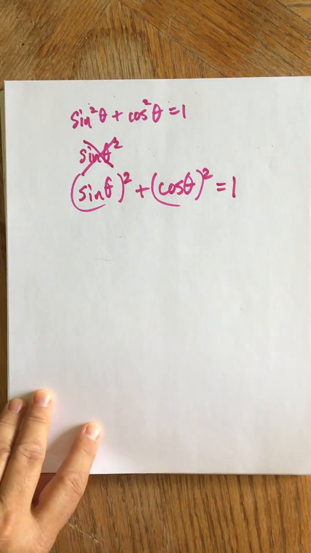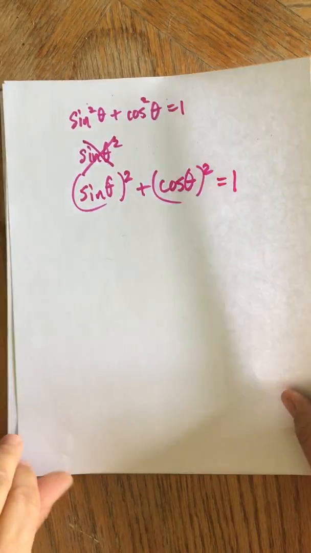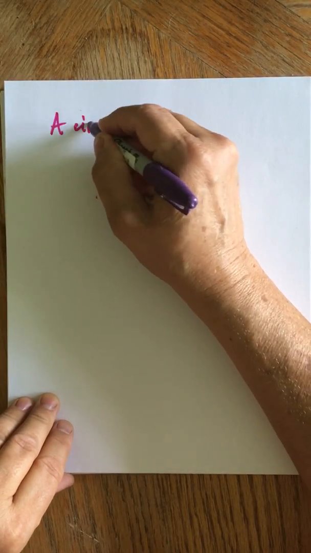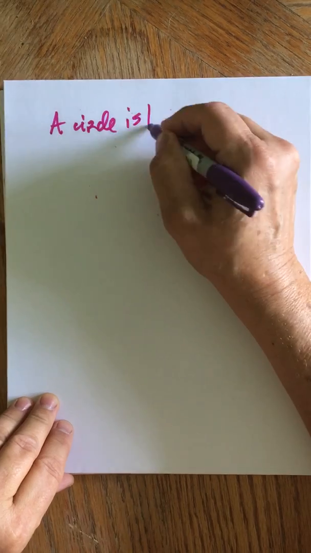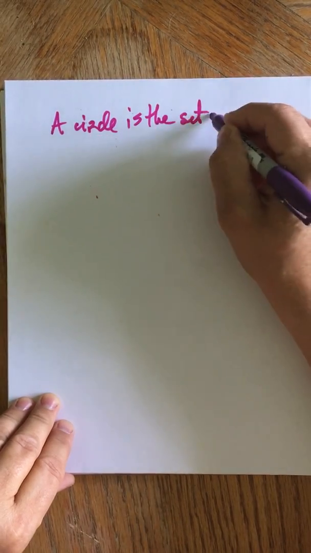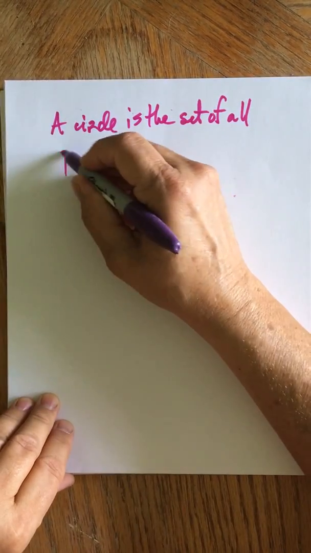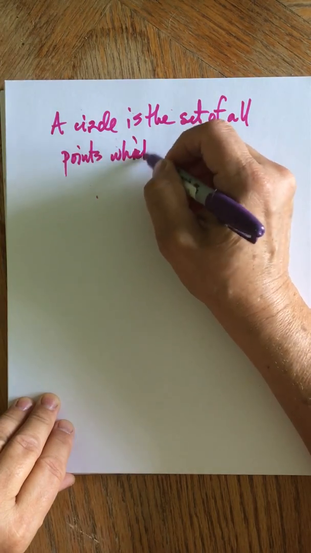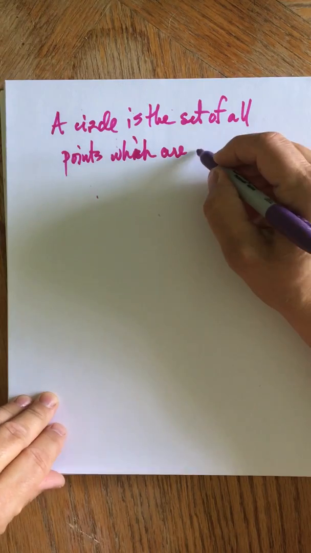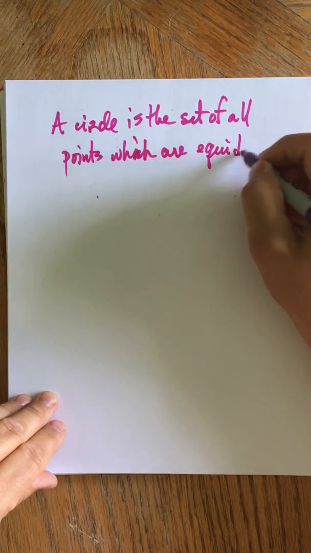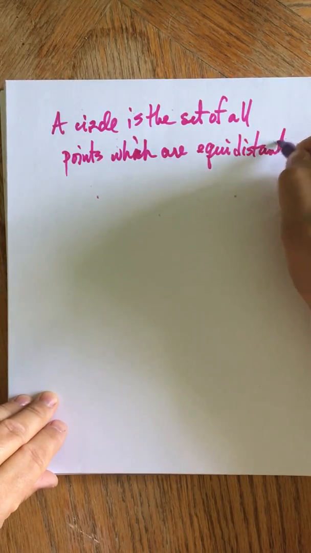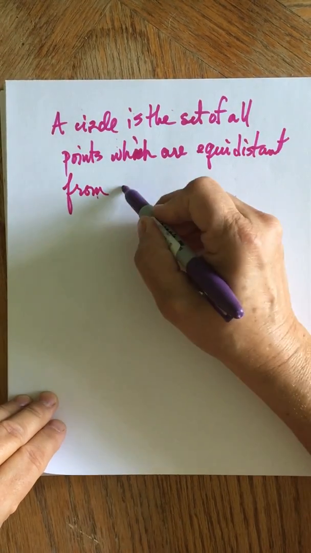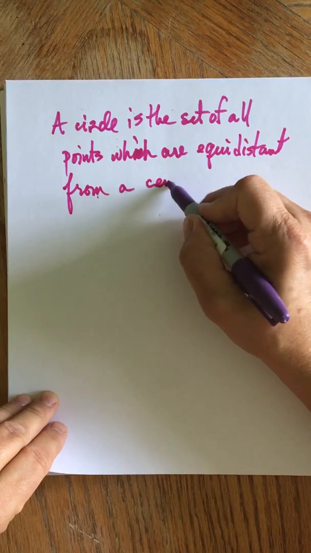Now, what this really comes down to is we could start with the definition of a circle. If I want to look at the definition of a circle, I would say a circle is the set of all points which are equidistant from a central point.